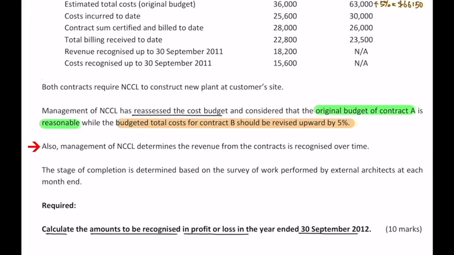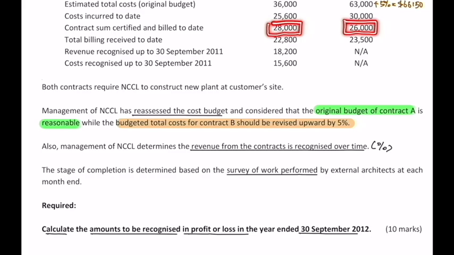For this question, management determined the revenue from contracts recognized over time based on percentage. We need to know how to calculate the percentage. The question mentioned that the stage of completion is determined based on survey of work performed, which means based on the output method. The output method is referring to the contract sum certified to date. In the statement of profit and loss and other comprehensive income for 30th September 2012, what should be the contract revenue and what should be our contract cost of service? We have to calculate this figure relating to contract A and B.